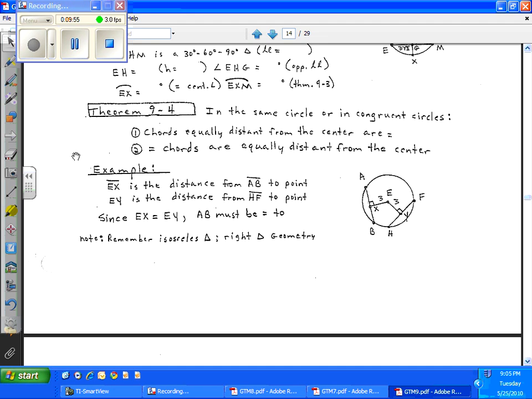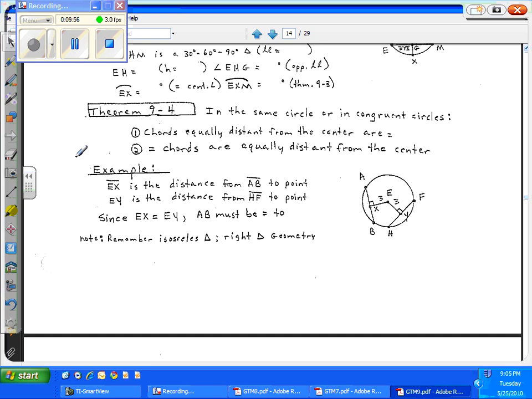Equidistant from the center. What's that talking about? Well, that takes us back to the definition of the distance from a point to a line. The distance from a point to a line is not crooked. The distance from a point to a line is defined to be the length of the perpendicular segment drawn from the point to the line. So when we say equidistant from the center, we're saying that the lengths of the perpendicular segments drawn from the center to the chords are the same. Okay?